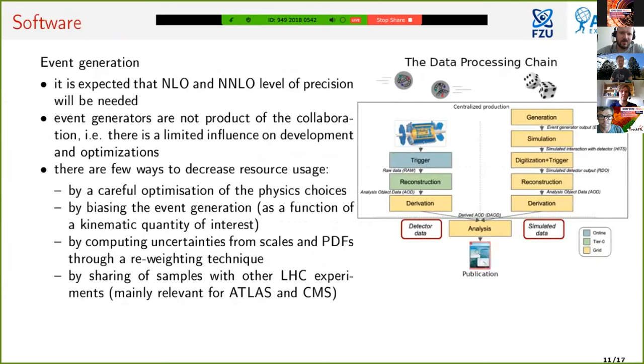For software, let's start with event generation. It is expected that next-to-leading order and next-to-next-to-leading order precision will be needed. So that means a lot of computing resources will need to be spent. With event generators, the problem is that they are not a product of the collaboration.